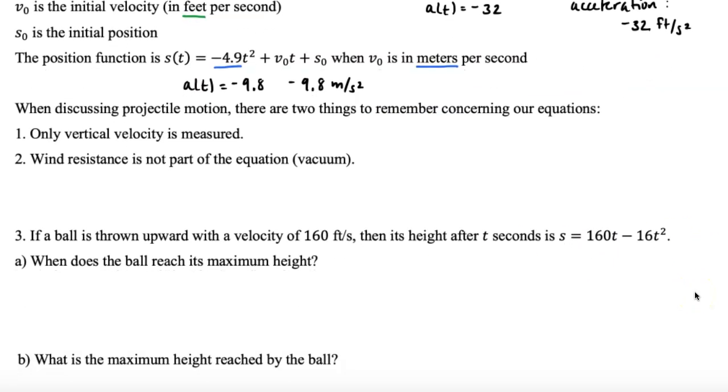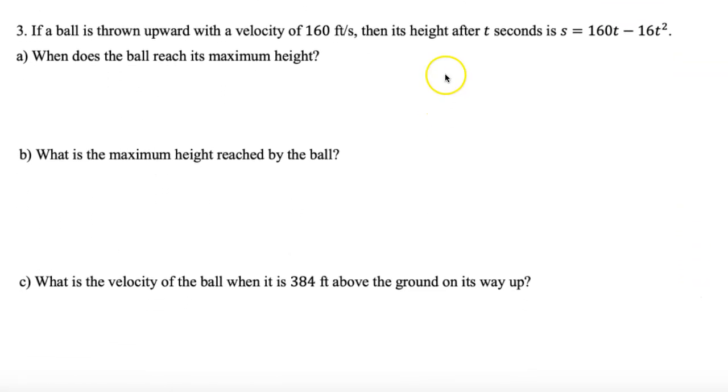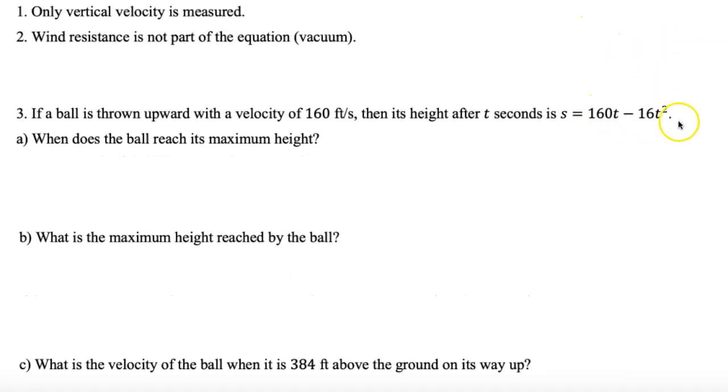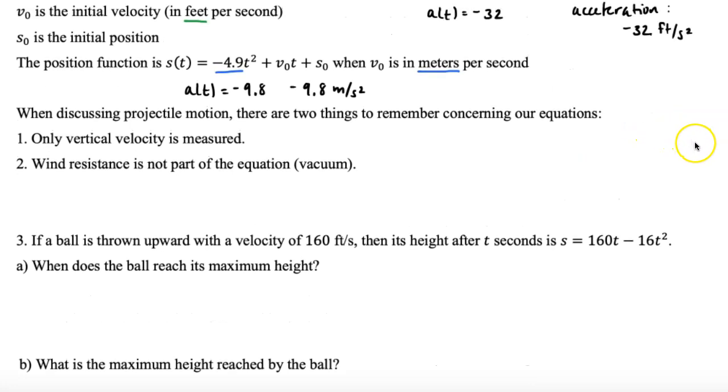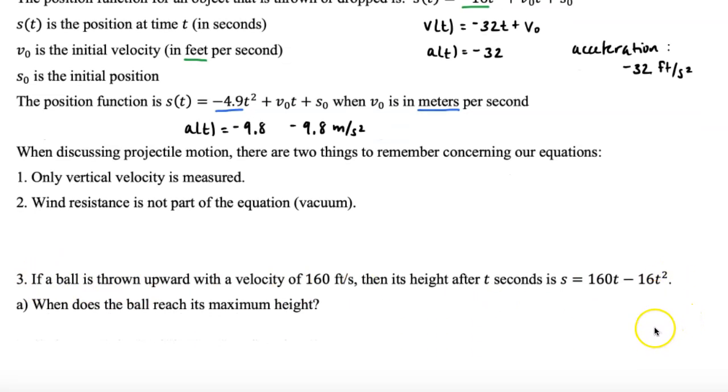All right, so with that, let's do an example. If a ball is thrown upward with a velocity of 160 feet per second, then its height after t seconds is s equals 160t minus 16t squared. Now, if we were asked what do these coefficients mean? Well, this 160t means my initial velocity is 160 feet per second, which we're given in the problem. Now, what's my starting point? I don't have a constant at the end of this, right? And so that tells me that the initial position is 0, meaning the ball is thrown upward from ground level.